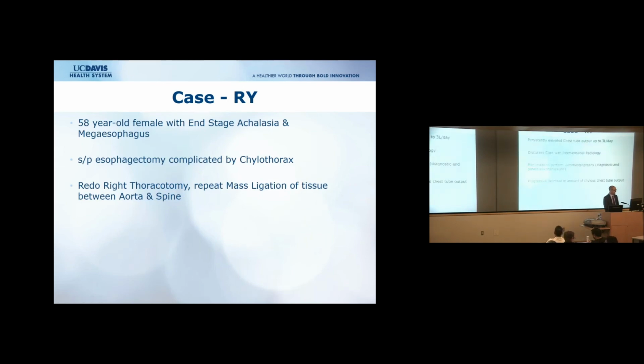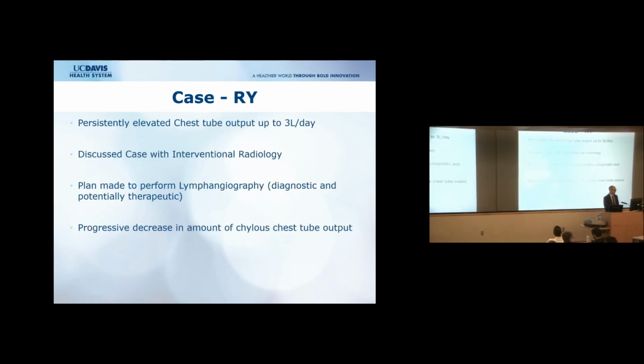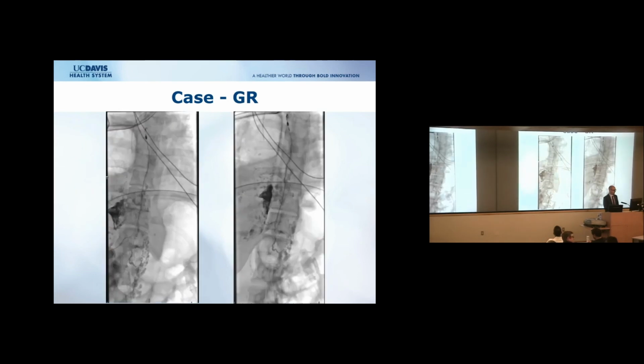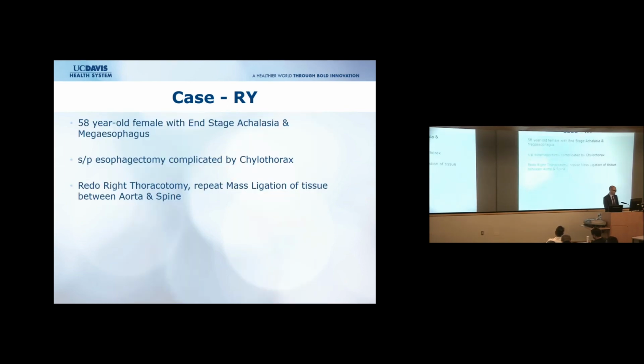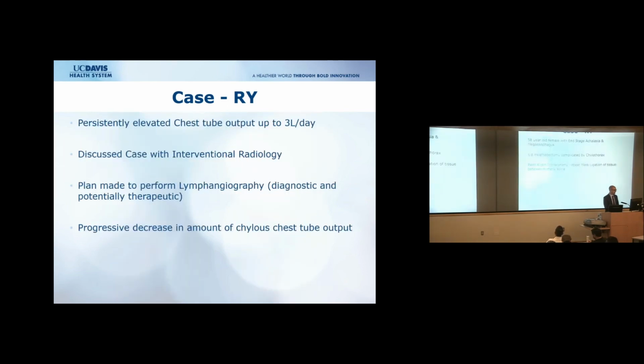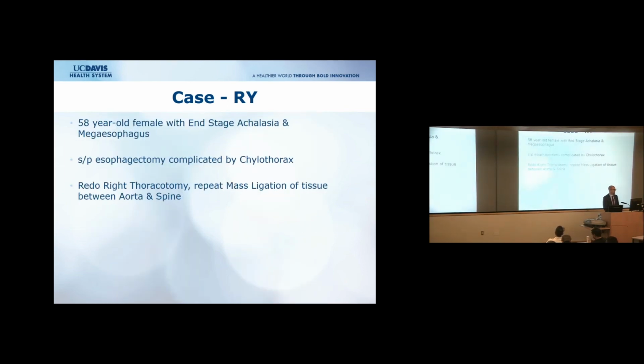So just briefly, our second case. As a result, this patient had a drastic decline in their chylous output, and they resolved the chylothorax within 48 hours. A similar case, but this is a patient who underwent esophagectomy for megaesophagus as a result of end-stage achalasia, and unfortunately, she also had a complication of chylothorax.